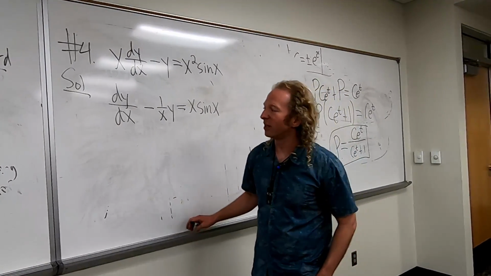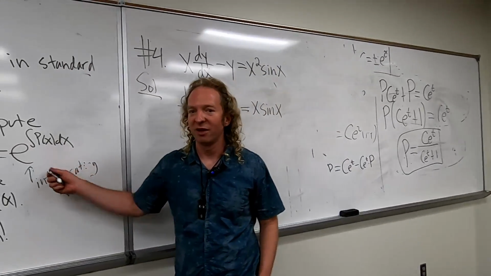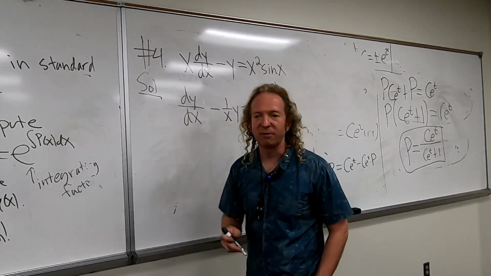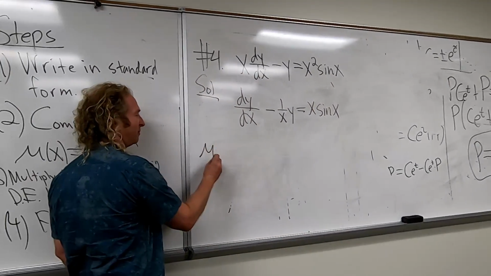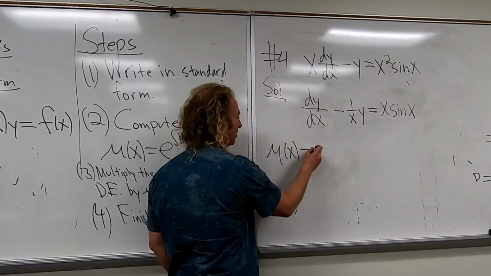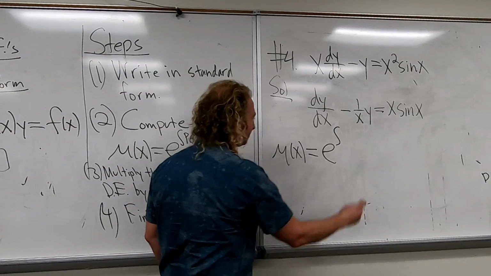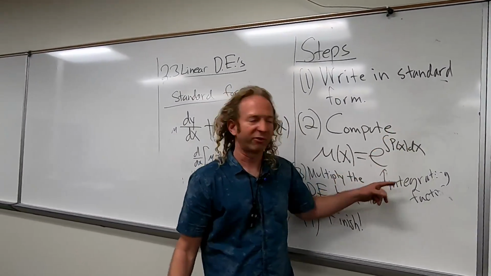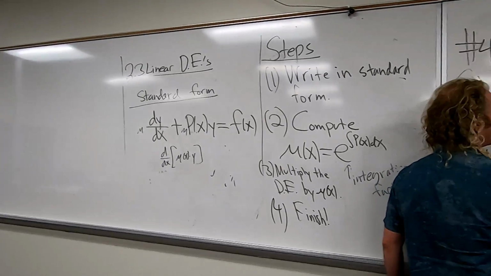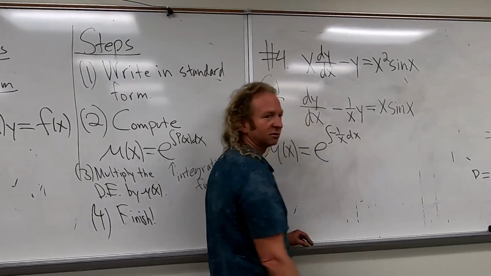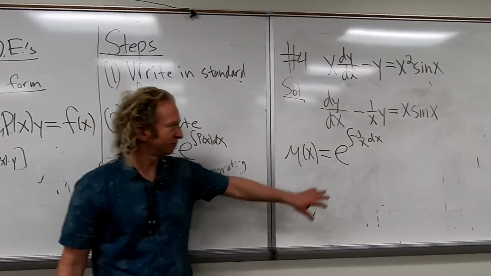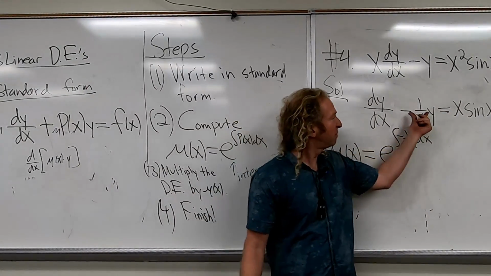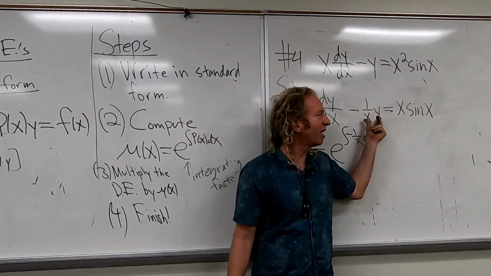Now we have to compute this integrating factor. So big P here is negative 1 over x. That's the big P. So we have to compute mu of x. So mu of x equals e to the integral of big P, so negative 1 over x dx. Big P is always whatever is here. Yeah, thank you, Rafael, because I didn't say that. Big P is always whatever is here, okay? Always.